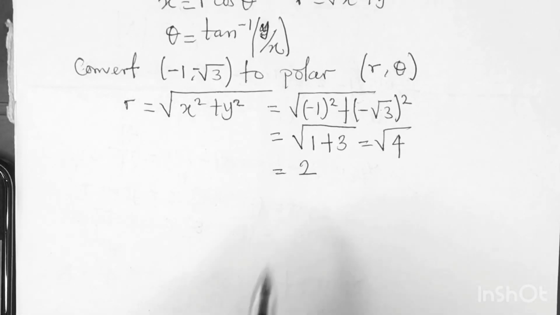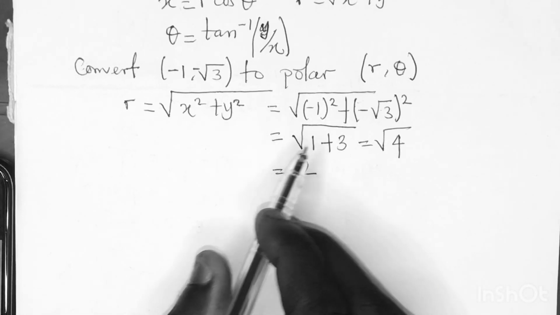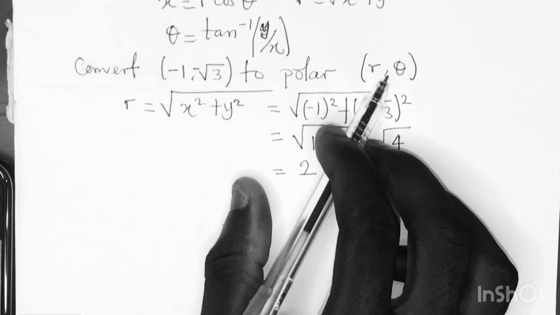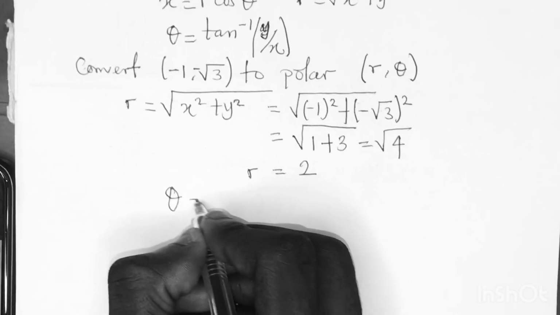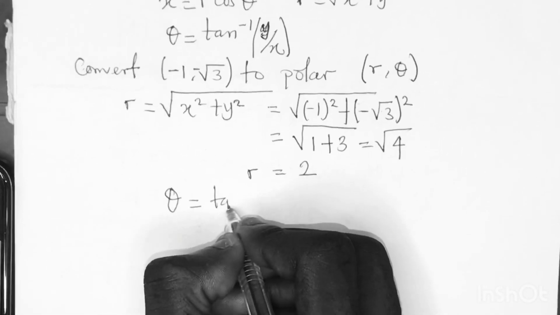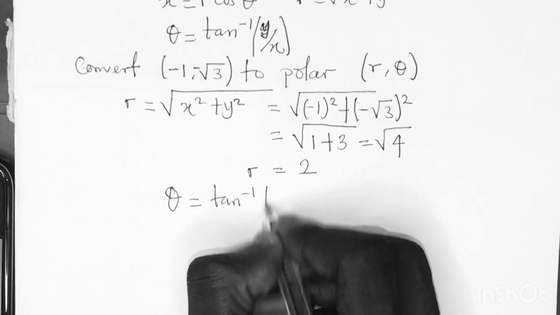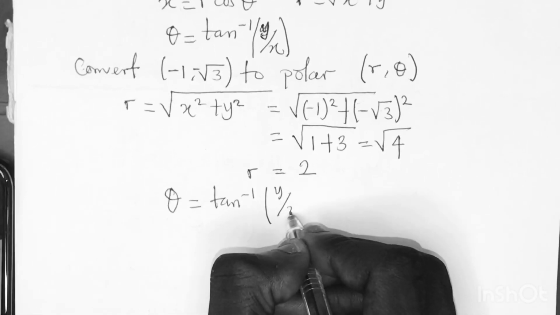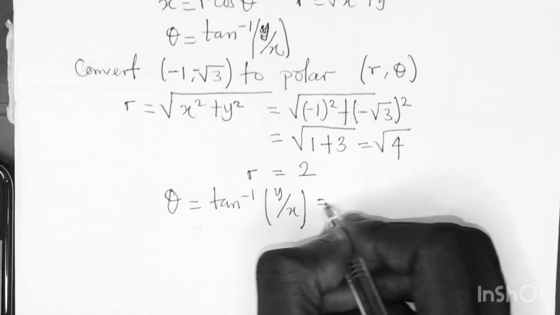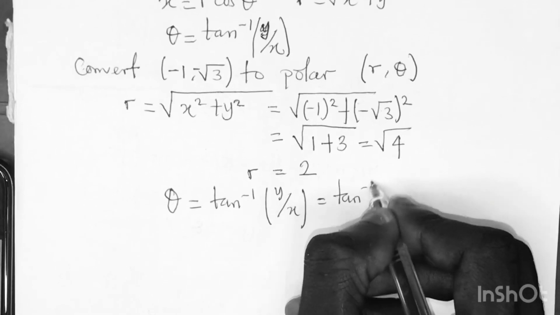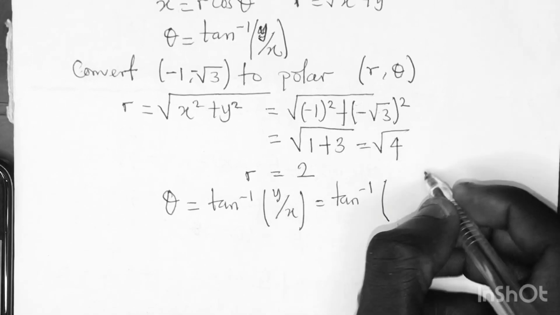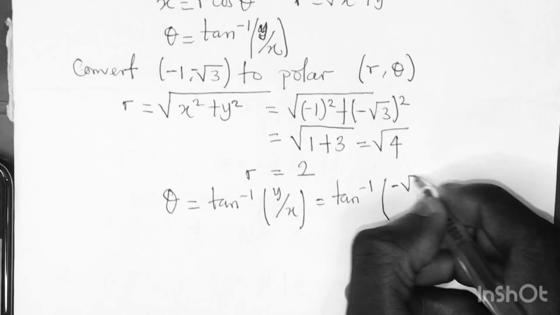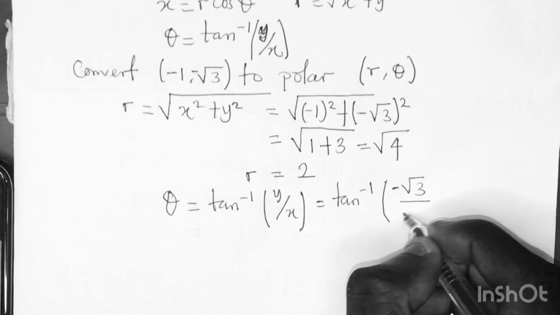Now, after getting r, what do I need to get again? I need to get my theta. So r equals 2. Then my theta is tan inverse of y over x. And that will give us tan inverse of, what's my y here? Your y is minus root 3 over minus 1.